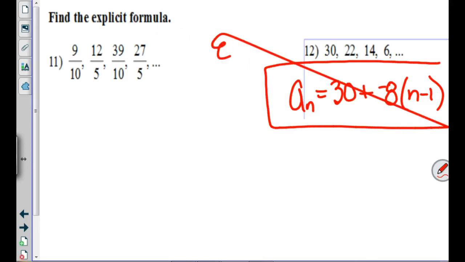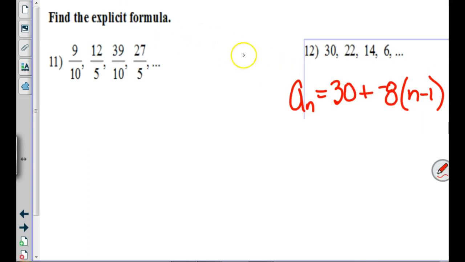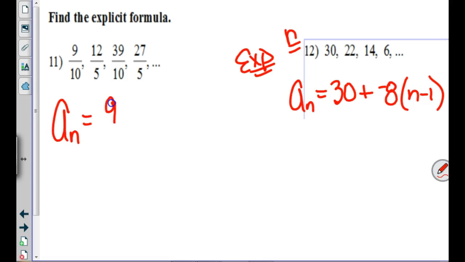Explicit means it has an n in it. It's based on the term number. So over here, we're going to say you can find any term if I take the first term of 9/10 and add, well, the difference would be 12/5 minus 9/10.